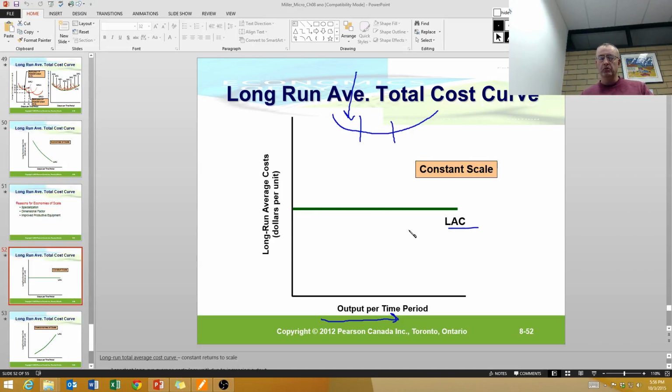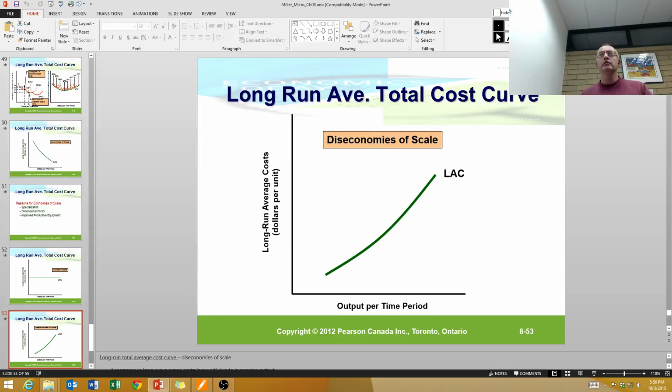We'll come back to this in a minute, talking about the minimum efficient scale. But anyways, there can be a section of the long-run average cost curve where even if we increase the size of our plant, we don't have any positive economies of scale, and we don't have any negative ones either. It's just constant.